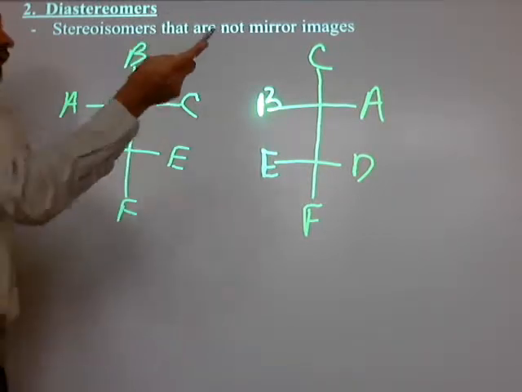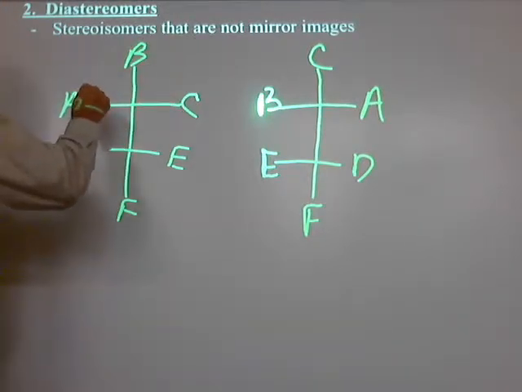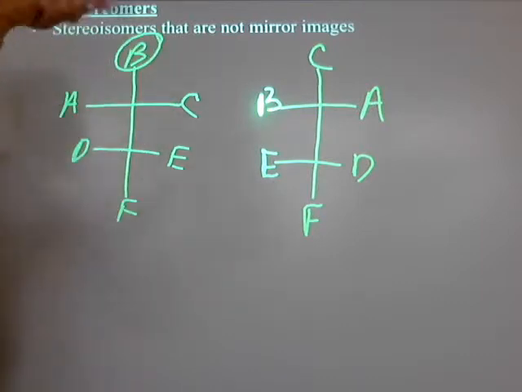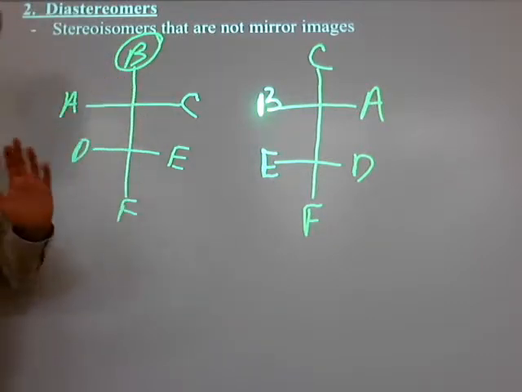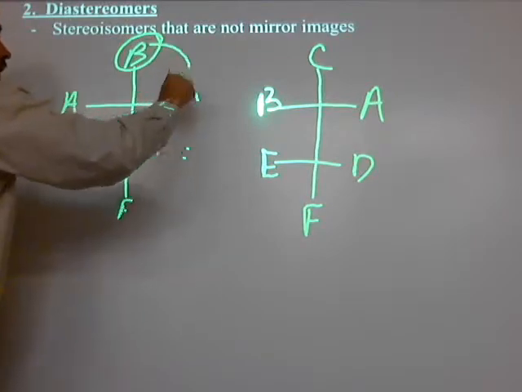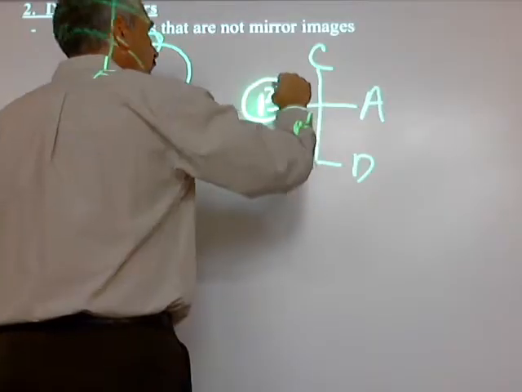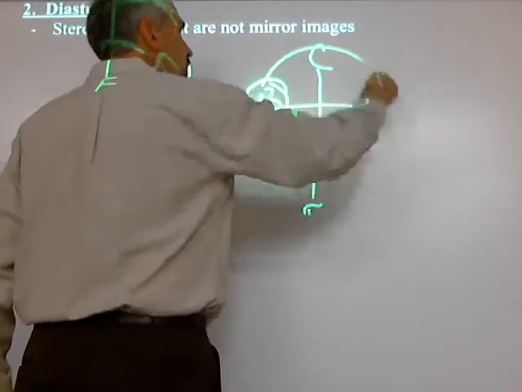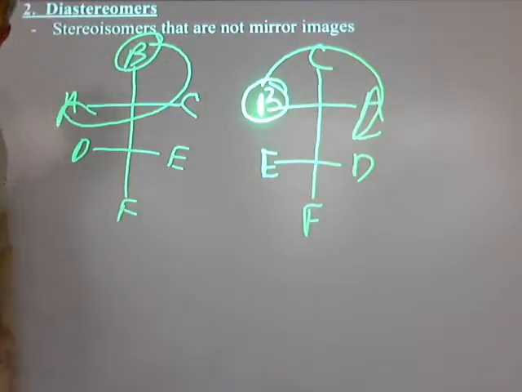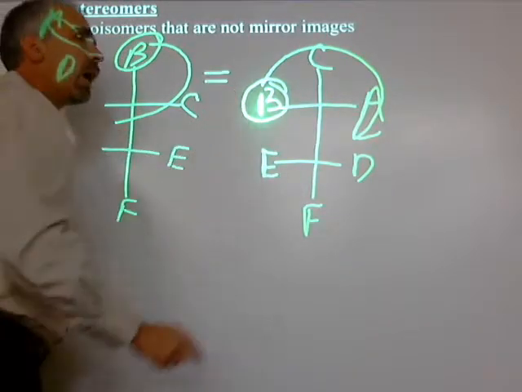Watch. Just choose any element. I'll choose B. And then draw a circle in one direction. Doesn't matter, clockwise or counterclockwise, but the same direction. B, C, A. Start at B here. Draw the same direction. B, C, A. Did I run into the same things in the same order? Yes. The top is equal.